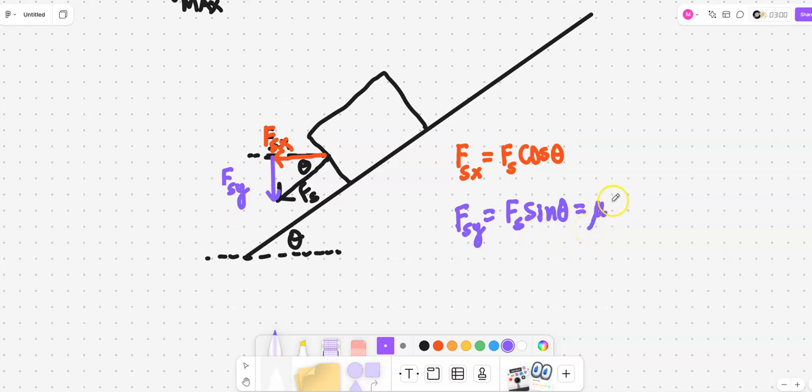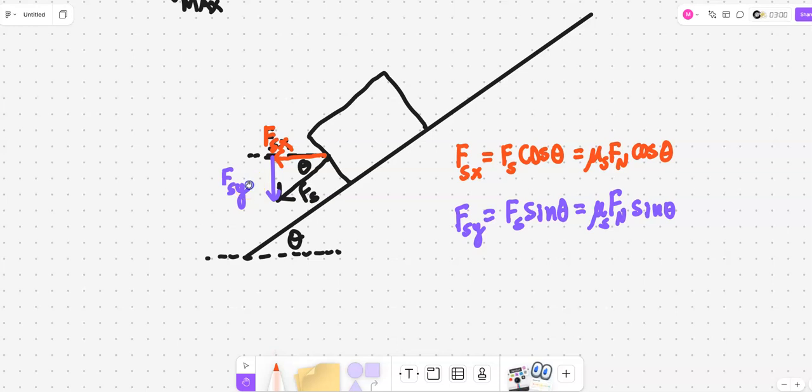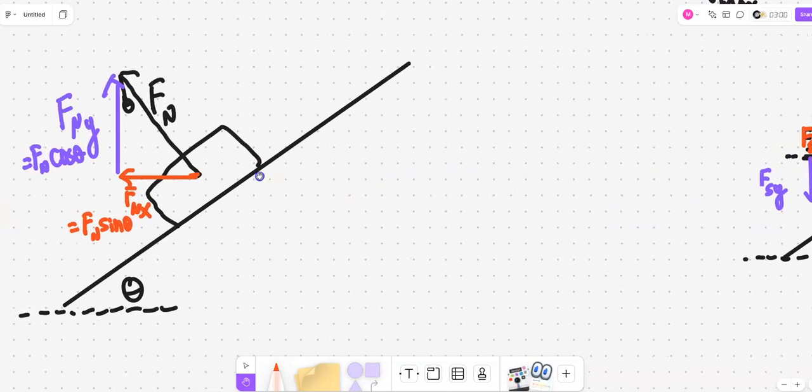That's going to be mu s times the normal force times the sine of theta. And this will be equal to mu s times the normal force cosine of theta. And so now what I have done is I have taken friction and broken it into its two components and done the same thing with the normal force here.